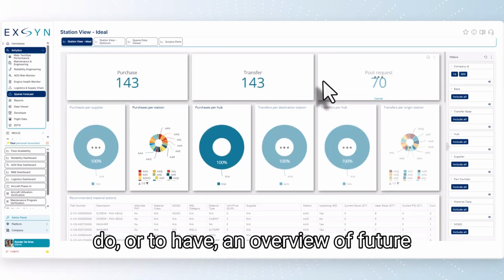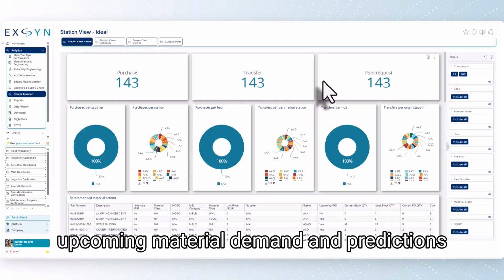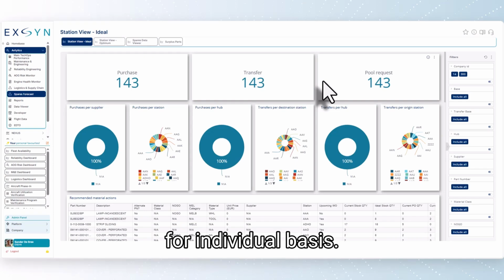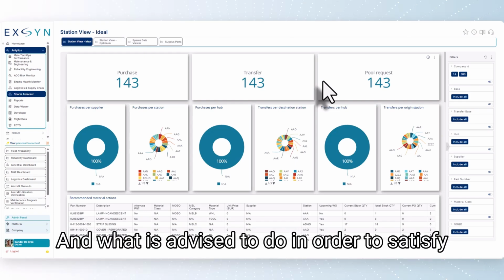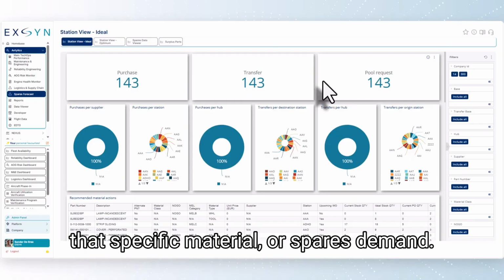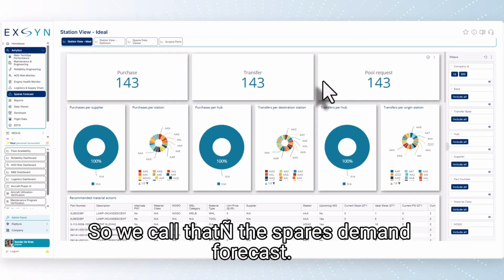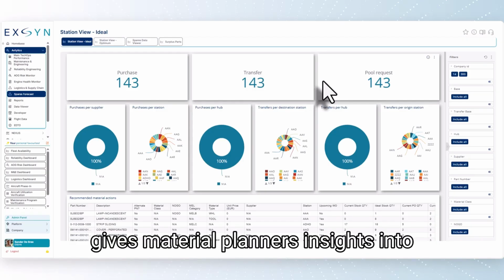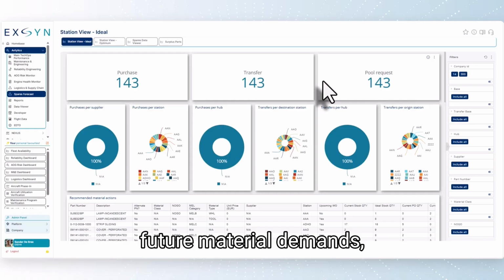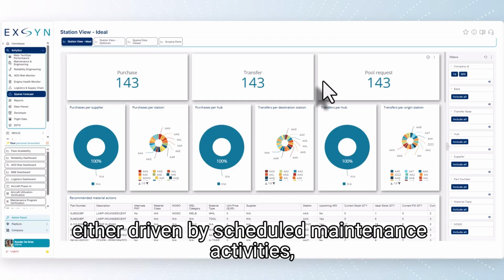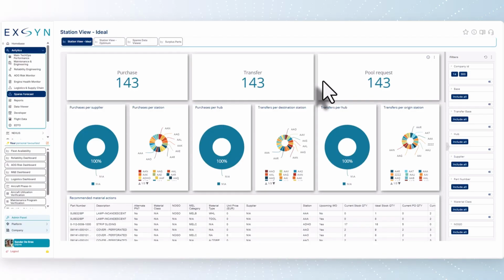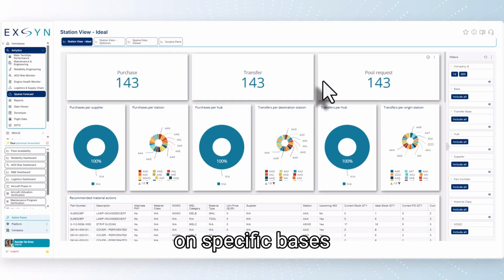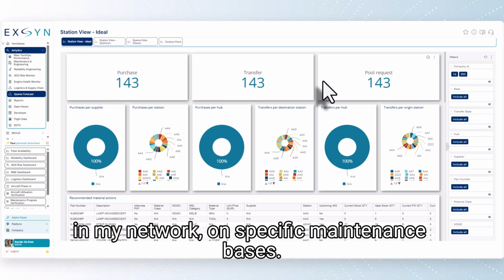to have an overview of future upcoming material demand and predictions for individual bases, and what is advised to do in order to satisfy that specific material or spares demand. So we call that the spares demand forecast, and this overview basically gives material planners insights into future material demand, either driven by scheduled maintenance activities or unscheduled maintenance activities, and how that translates into the material requirements on specific bases in my network, on specific maintenance bases.